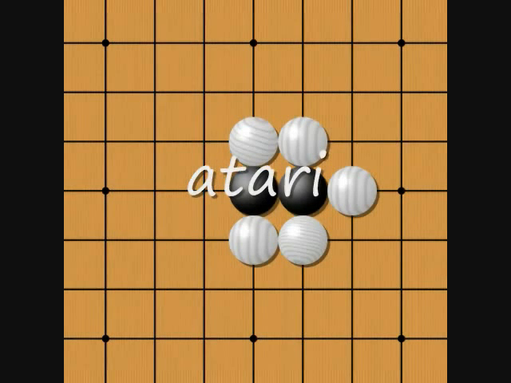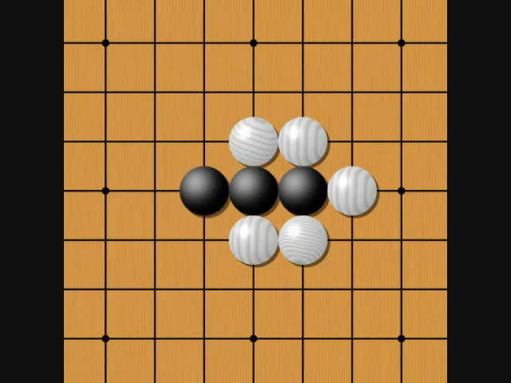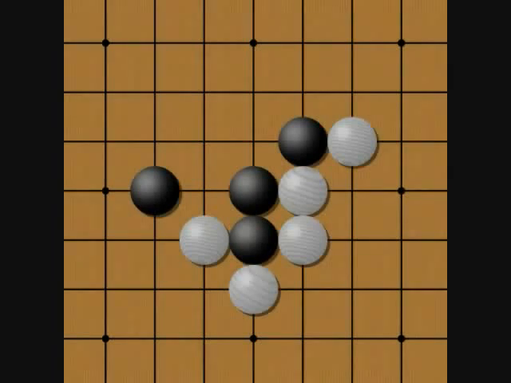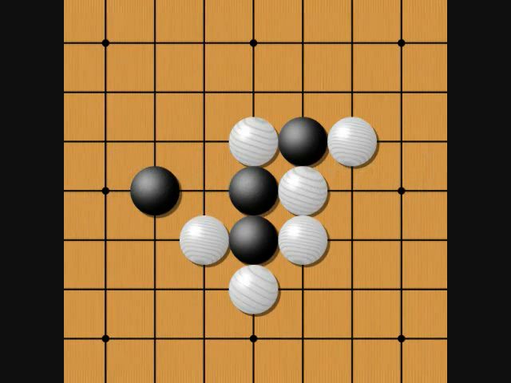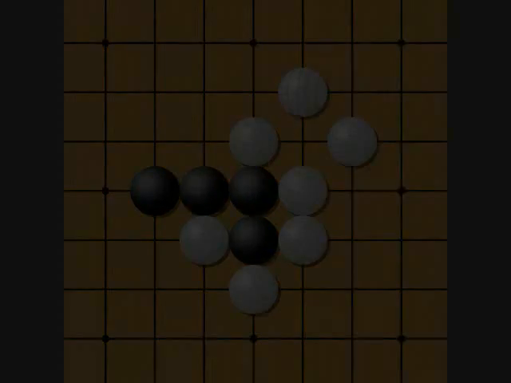Atari is the condition where a stone or group has only one liberty left and could be captured on the opponent's next move unless something is done to save it. Double Atari occurs when two groups are put into Atari with a single move. Generally, only one or the other can be saved.